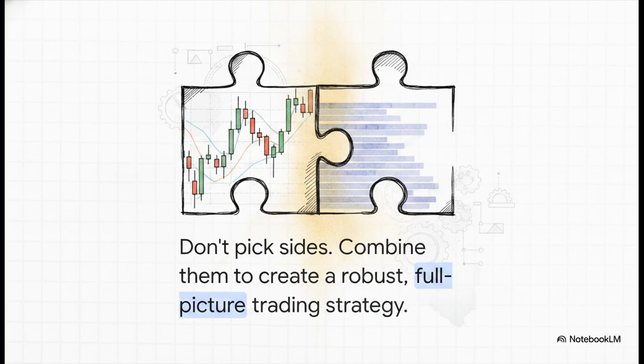So, the crucial takeaway is this. If everything on your screen is technically an indicator, you shouldn't be stubbornly choosing between them. Don't let marketing tactics force you into a camp. Instead, you should be combining them to build a robust, full-picture strategy that gives you the ultimate edge.